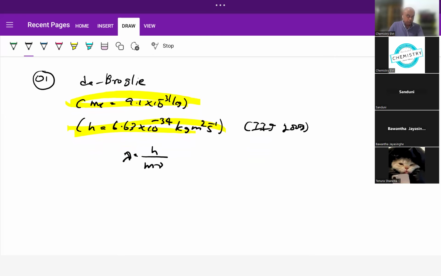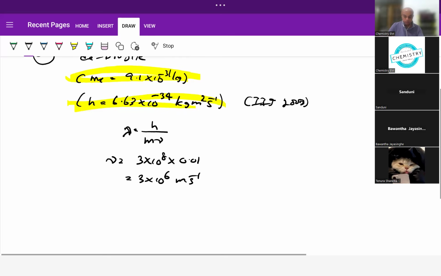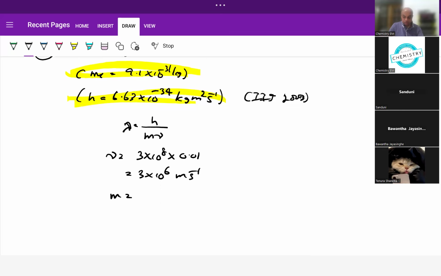Speed of light is 3 into 10 to the power 8 m s to the minus 1, and 1%. The electron is moving at 1%, right? So nu is 3 into 10 to the power 8 into 1%, that is 0.01. So 3 into 10 to the power 6 m s to the minus 1, right? So m should be in kilograms because h is given in kilograms. Here, this one. h is given in kilograms, so therefore m should be in kilograms, and luckily the value is given in kilograms as well.